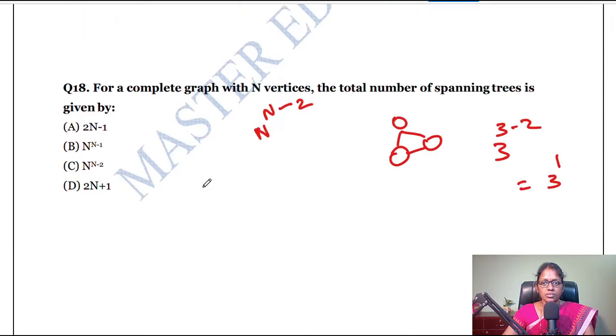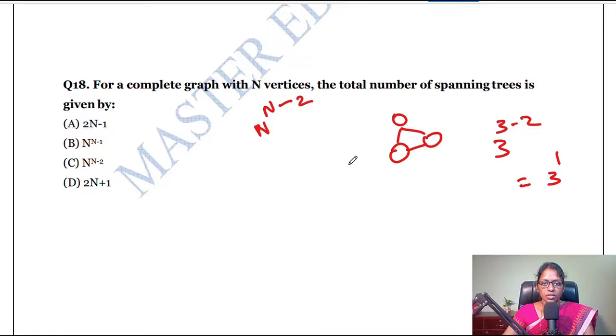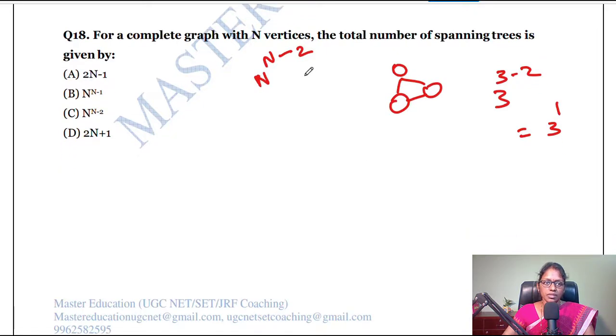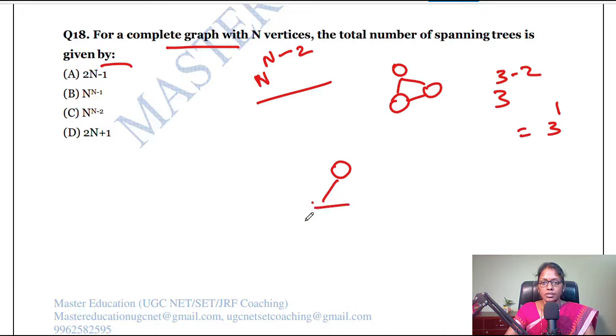The next question is, for a complete graph with n vertices, the total number of spanning trees. The formula is n to the power of n minus 2. Consider a graph with 3 vertices. How many spanning trees are possible from this graph? A spanning tree doesn't contain a cycle, so you are removing the cycle.